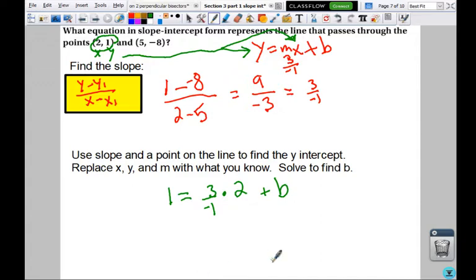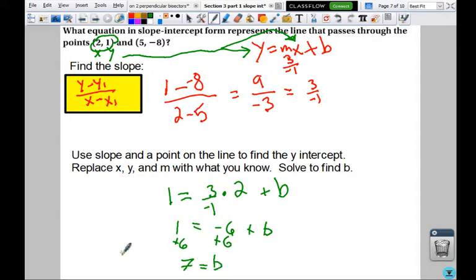So I did 3 over -1 times 2 in Desmos, and I got -6. I got plus b right here. I still have 1. And then I only got one thing to get rid of. I just have to get rid of that -6. And Ruben, how am I going to get rid of that -6? Yep. We're just going to plus it on both sides. And I'm going to get 7 equals b.